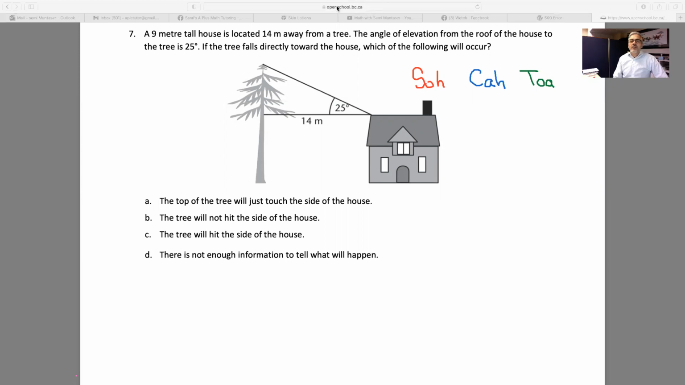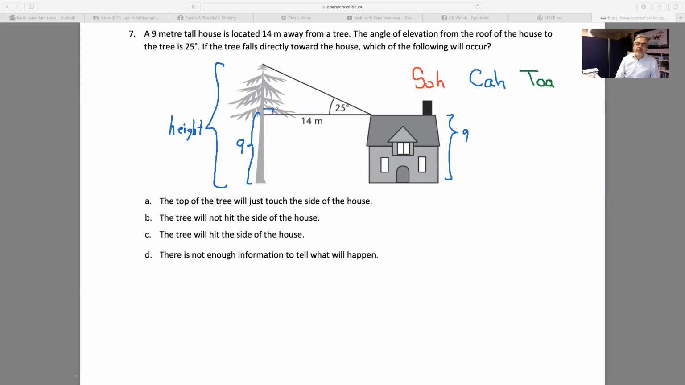Just give me 1 second here. So what we're finding is the height of the tree. To find the height of the tree, I definitely know from here to there, it's 9 meters long. Why? Because the height of the house from here to here is 9 meters, and so up to here is 9 meters.